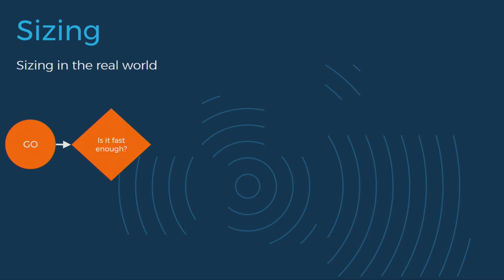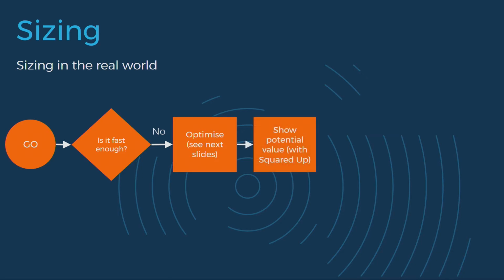And typically that's going to be looking at Squared Up performance if you're building dashboards on top of that data warehouse. If it's not fast enough, then we need to optimize it. And that's what we'll look at in some of the next slides. How do we optimize and make the most of the hardware resources that we currently have?